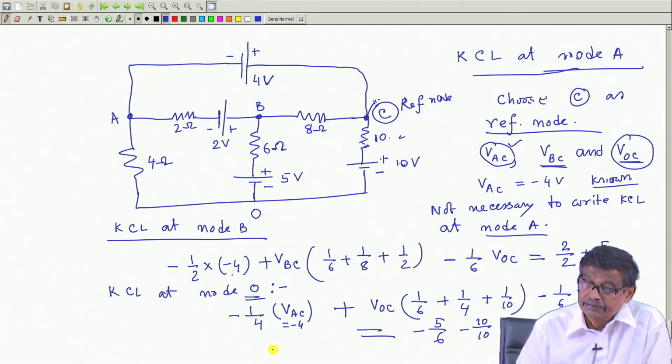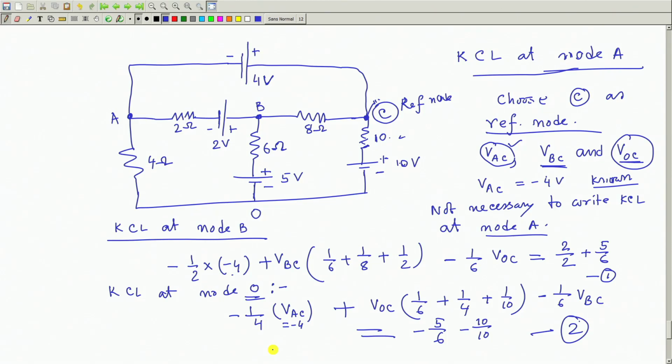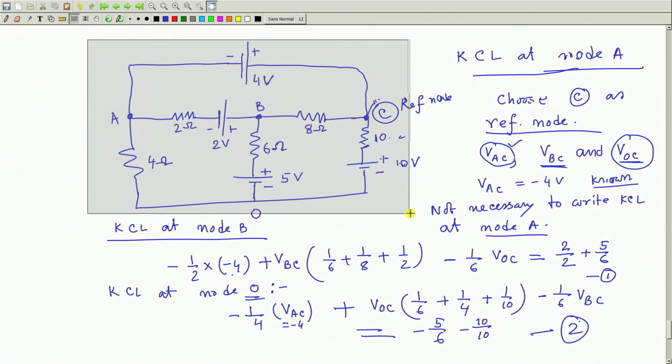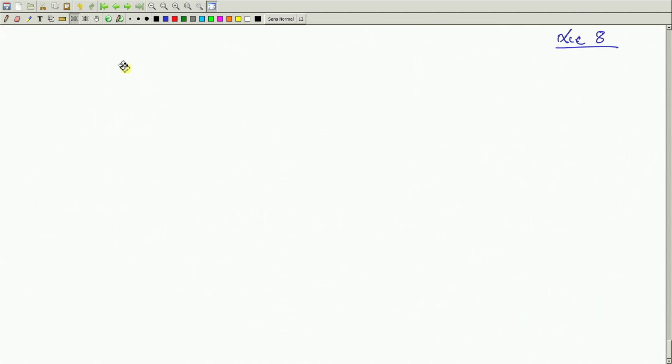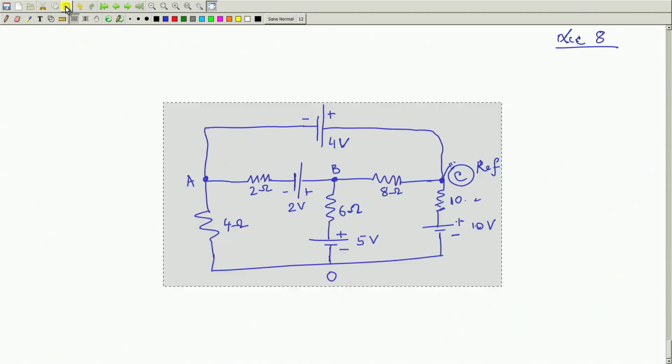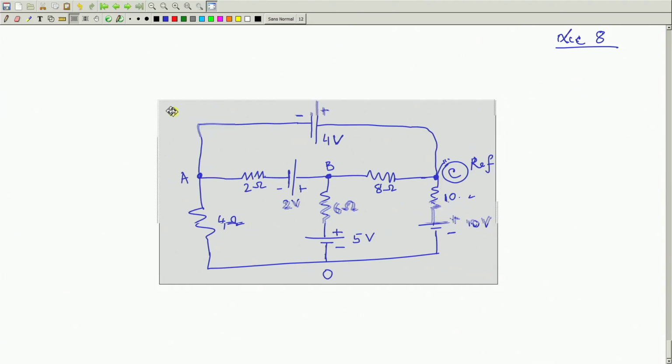For example, this could also be solved in this way. Let us see. Suppose I copy this network, and I go to the next page and I paste it. Okay, say the same network is here.